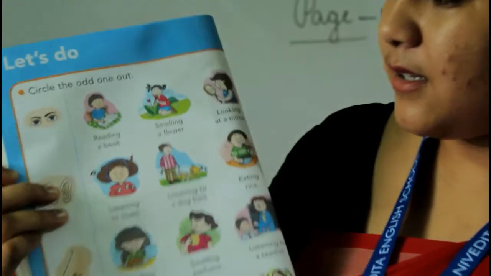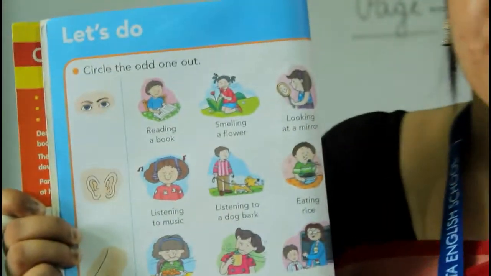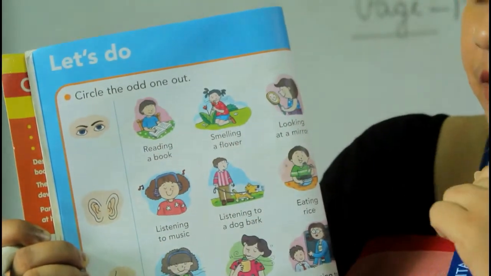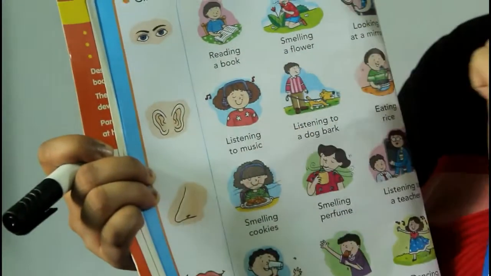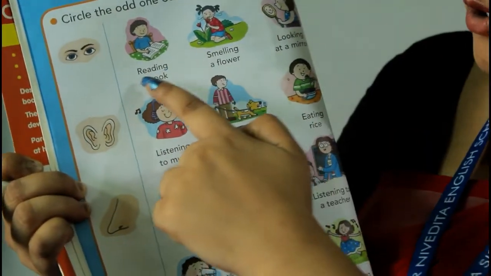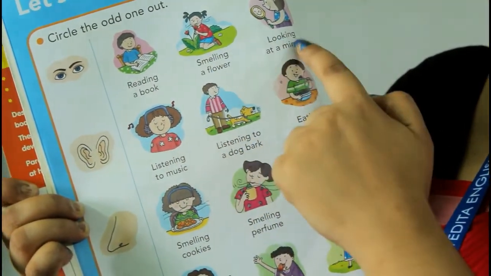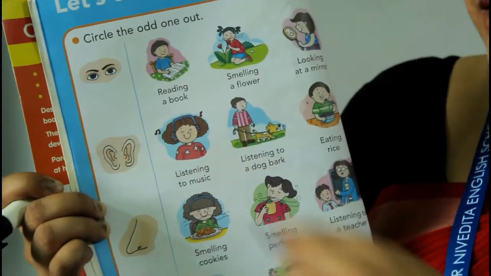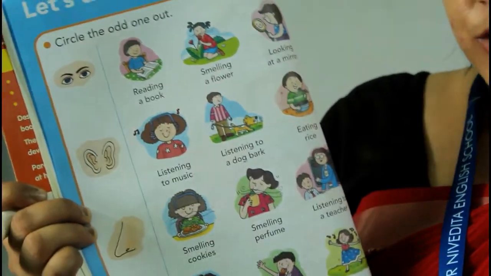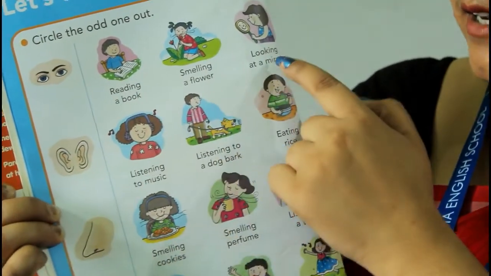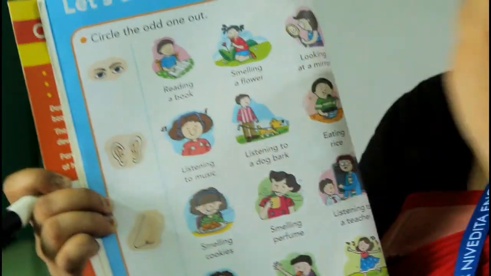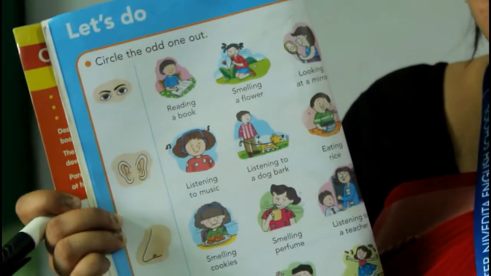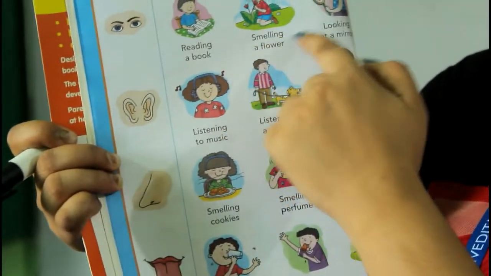You can see here, the picture shows sense organs, okay? Circle the odd one out. Odd one means different. In the previous class I have told you the meaning. Now you have to circle the odd one. The picture here shows eyes. Eyes help us to see, right? So here reading a book, smelling a flower, looking at a mirror. Which one is odd here? You have to use your eyes while reading. This is correct. You have to use your eyes while looking at the mirror. This is also correct, but the odd one is smelling a flower because we smell something with the help of our nose. Okay, so circle this one.